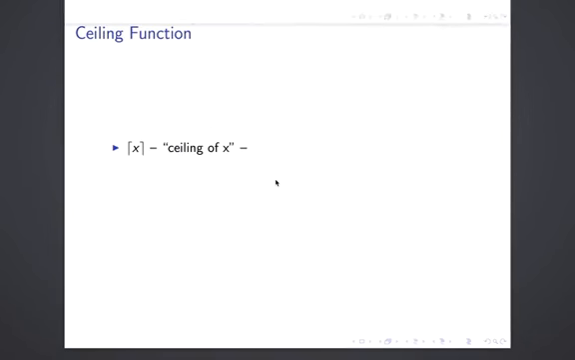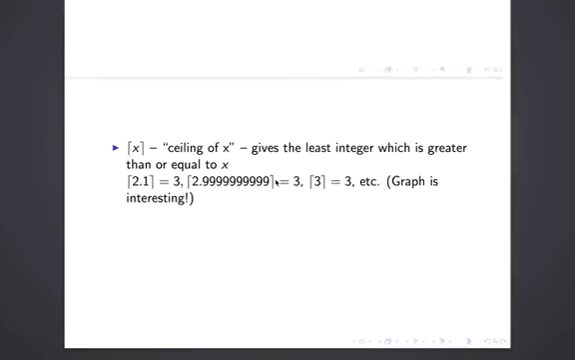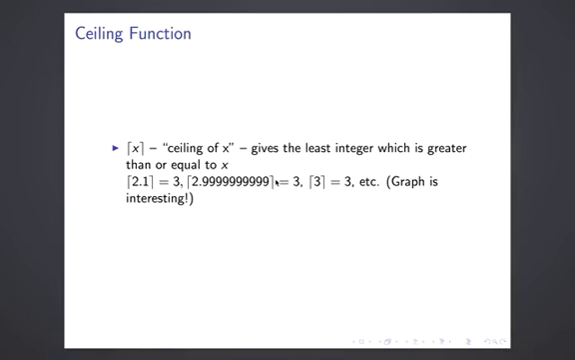Another function is the ceiling function, sort of the opposite of the floor function. The ceiling of x means that you round up to the nearest integer. So the ceiling of 2.1 is 3, the ceiling of 2.999 is 3, the ceiling of 3 is also 3. Again, the graph looks like a staircase. What's the ceiling of 3.1415? It's 4.